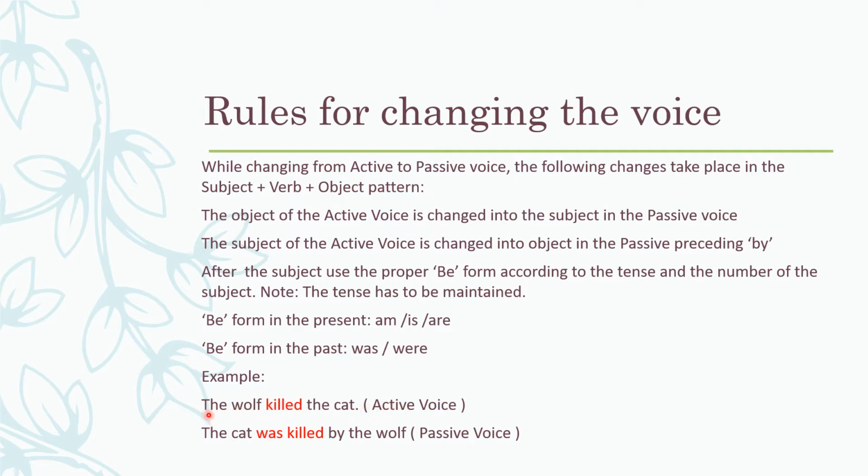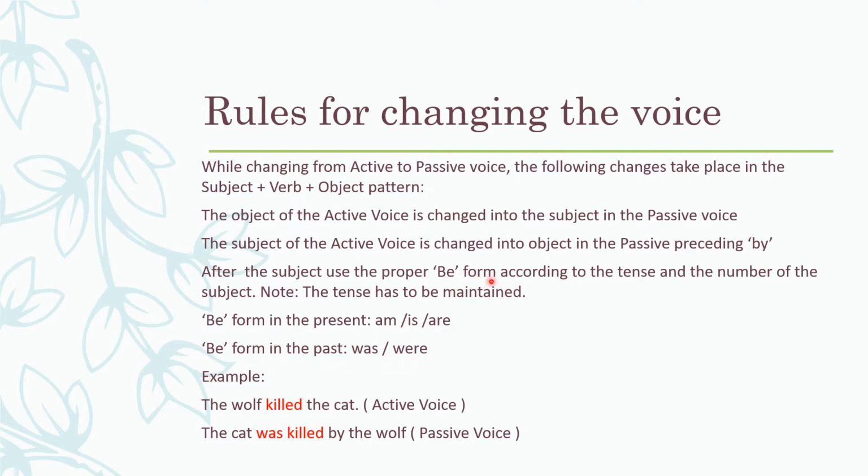So what is the rule? That the object becomes the subject in the passive. The subject of the active voice becomes the object in the passive voice, preceded by "by". The meaning of preceding is it comes before, precedes it. After the subject, that is when the subject here in the passive voice, you use the be form. Now what is the be form in the present? Am, is, are. What is the be form in the past? Was, were.